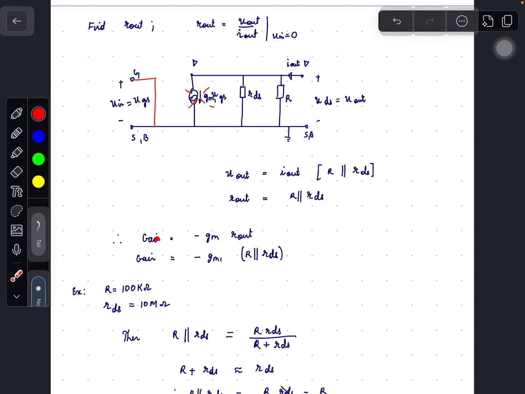So gain equals minus GM times R out. So when we replace GM and R out, which we have defined earlier here, gain equals minus GM1 times R parallel RDS.